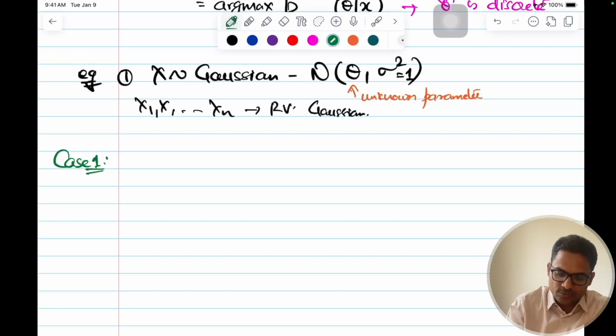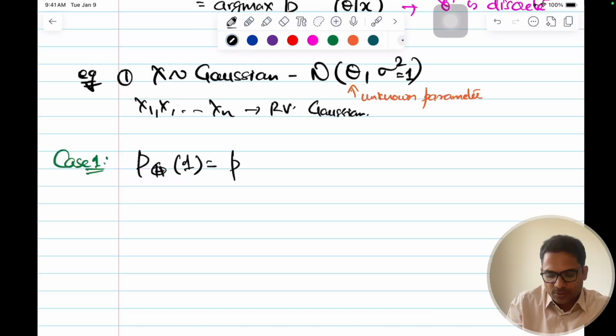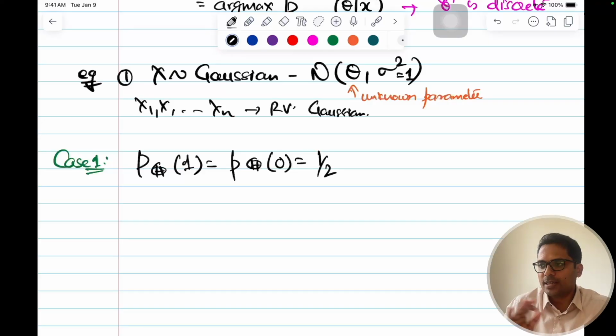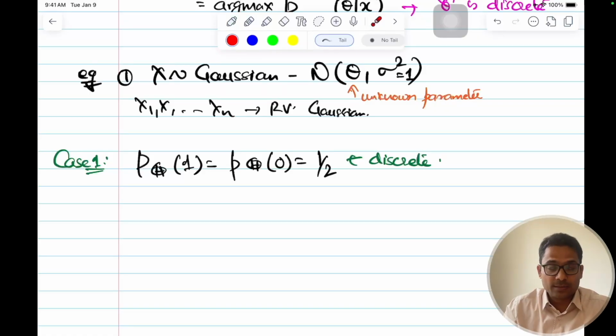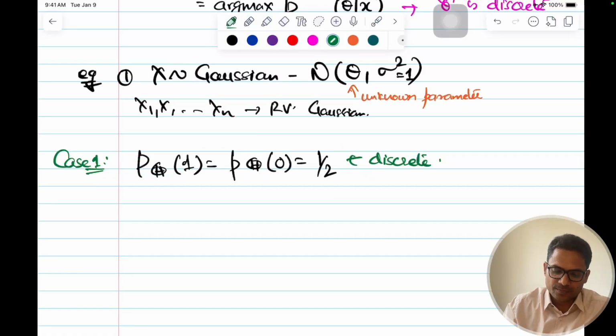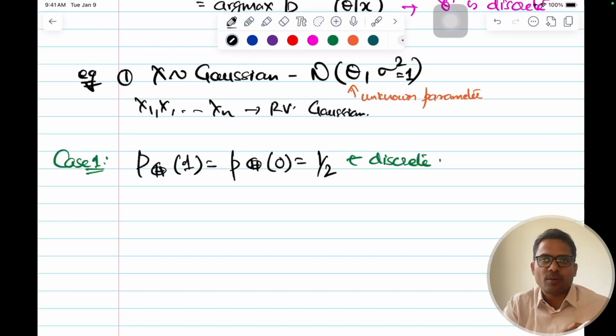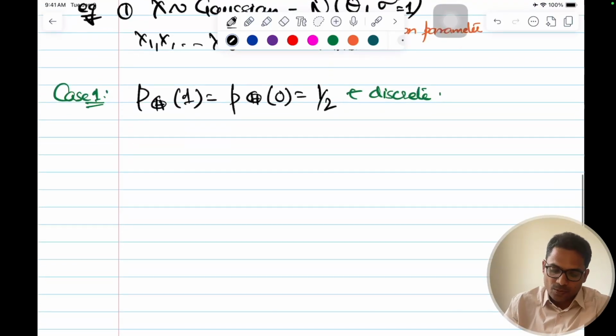So here we'll assume that P of theta equal to 1 is equal to P of theta equal to 0, which is equal to half. Both are equally likely. And let's model it as discrete. Earlier with Bernoulli we modeled the prior as a continuous uniform. Here the underlying distribution is Gaussian, and we are modeling the prior belief as discrete, just to show you that continuous and discrete can go hand in hand. It's not like the problem should be completely continuous or completely discrete. So this is the belief.